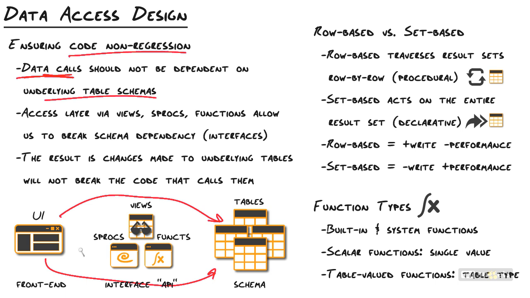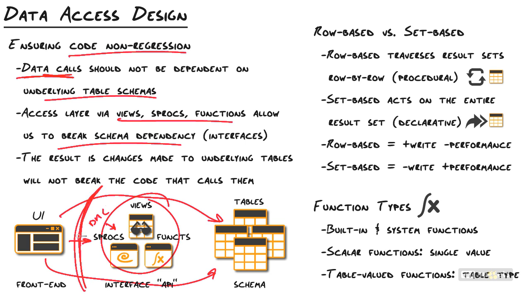What they should do is access a data access layer, a DAL as we call that, and they're going to do that using views, procedures, and functions that we create on the database side. So by doing that and creating that data access layer, we break the schema dependency and we create what are known as interfaces to those underlying objects. So the whole idea there is to shield our front ends from back end changes.